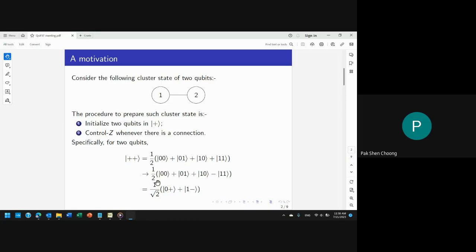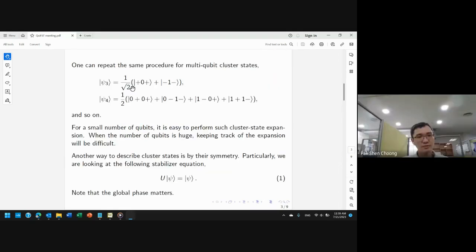...is back to the plus and minus basis. So you get something like this. So you can do the same thing for 3 qubits, for example, and then 4 qubits and so on.